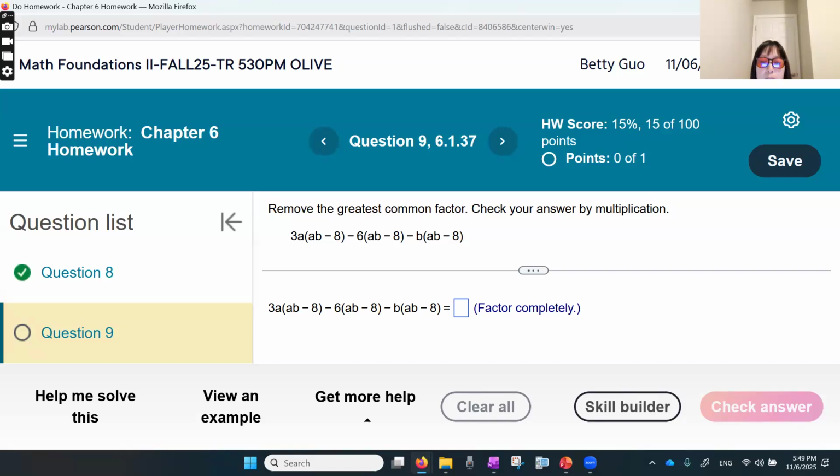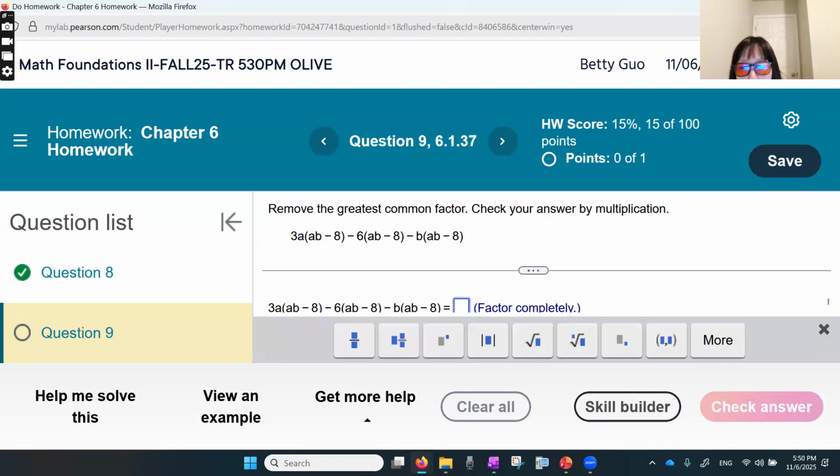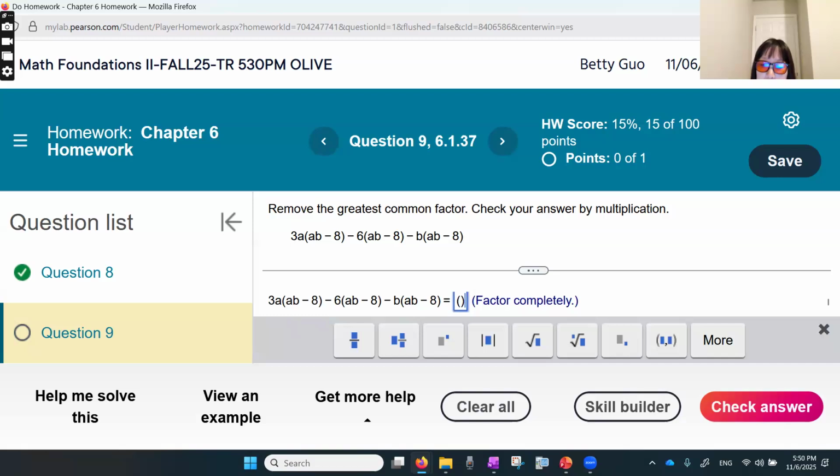All right, this one, as you can see, we have 1, 2, 3, 3 parts. All the 3 parts have a common binomial factor inside the parentheses, AB minus 8, AB minus 8, AB minus 8. So we're going to factor the binomial out. AB minus 8, AB minus 8. And inside the parentheses, we're going to have the leftover, right? From the first part, 3A left. 3A minus 6 minus B. Minus 6. Yeah, minus 6 left.